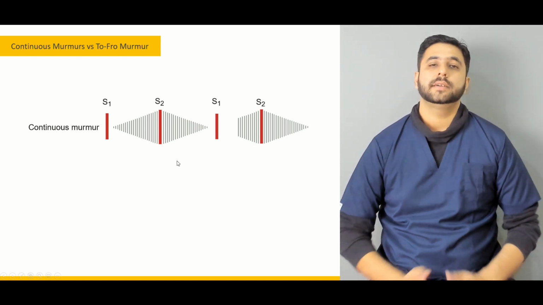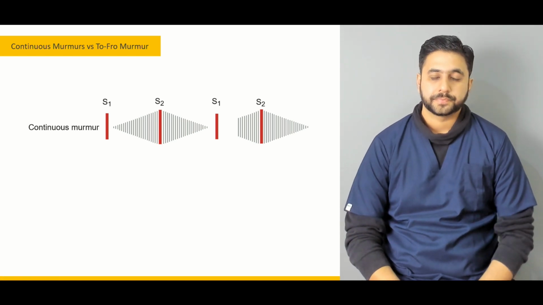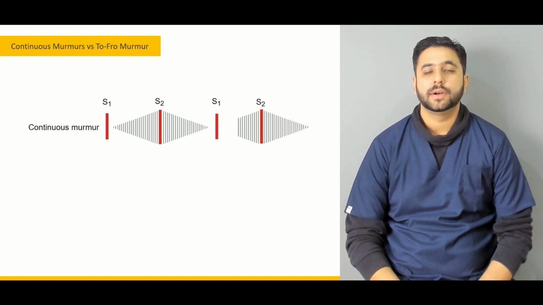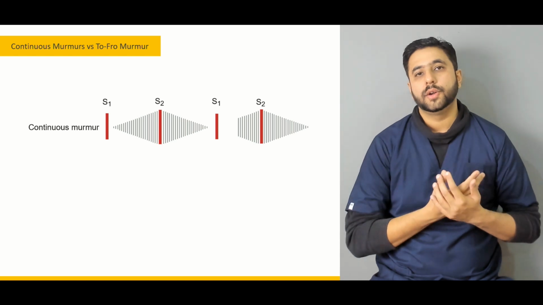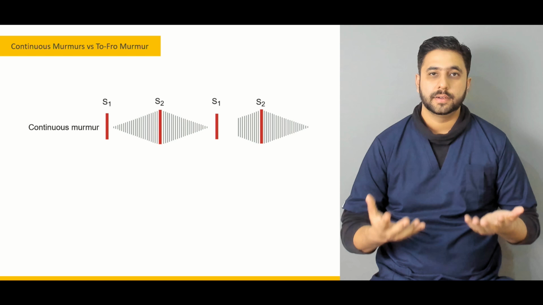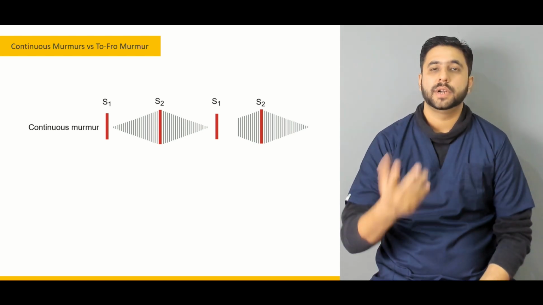The major pathology you have to remember in context with the continuous murmur is a patent ductus arteriosus. As you know, the ductus arteriosus is present during the fetal period. It is a connection between the aortic arch and the pulmonary artery, because the lungs are not working in the fetal period. So this abnormal communication keeps the blood flow going.